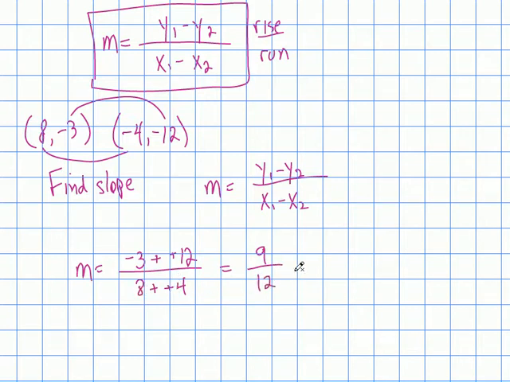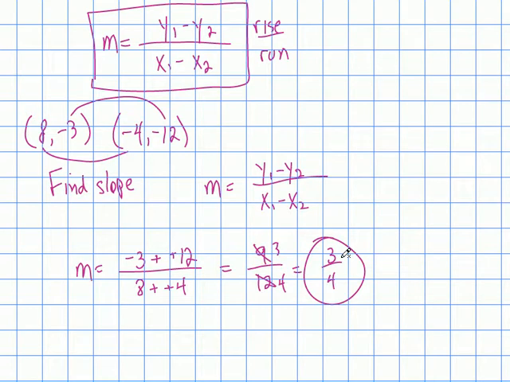Do we leave it like that? No. Always reduce your fractions. What divides into 9 and 12? 3 does. 3 goes into this 3 times. 3 goes into this 4 times. So your slope is 3 over 4. And that's how you want to write it. There's no dimensions, okay? It's not any kind of a unit. You're not measuring how long the line is or anything else. You're just finding out how steep it is.